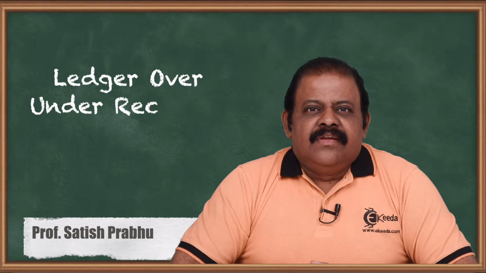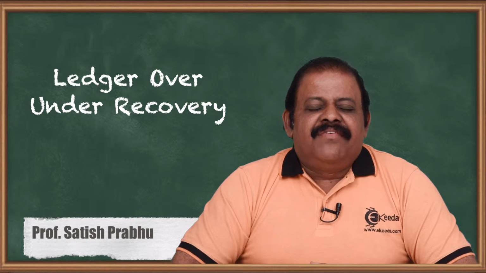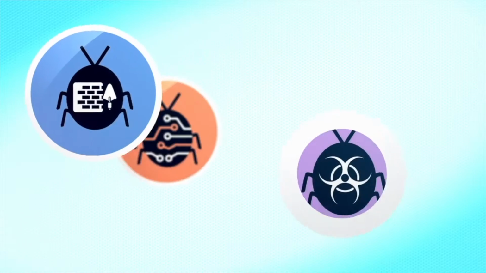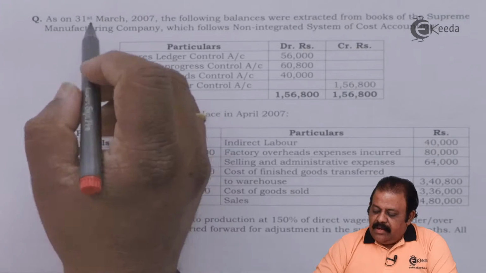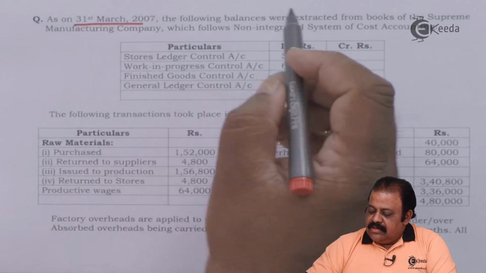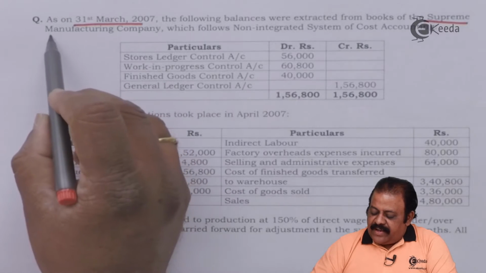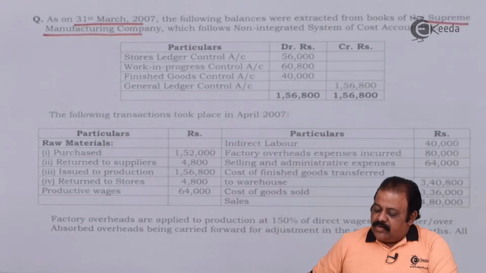Hello friends, let us do one question of non-integrated costing records where we are required to prepare ledgers and there is involvement of over recovery and under recovery of overheads. Let us read the question. As on 31st March 2007, the following balances were extracted from the books of Supreme Manufacturing Company, which follows non-integrated system of cost accounting.